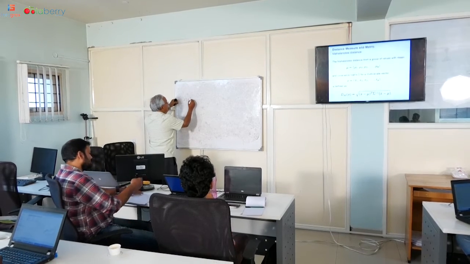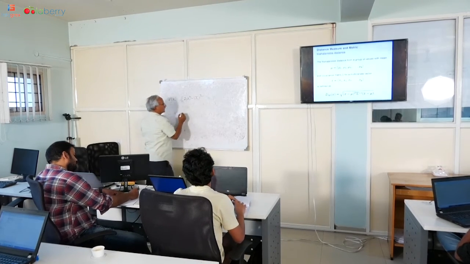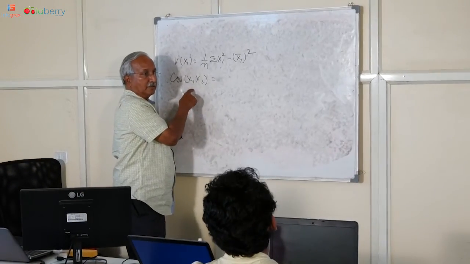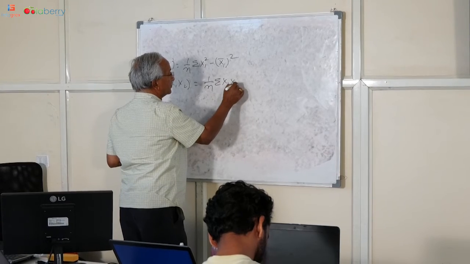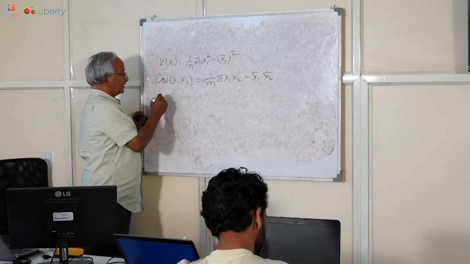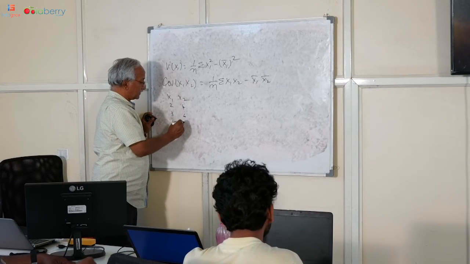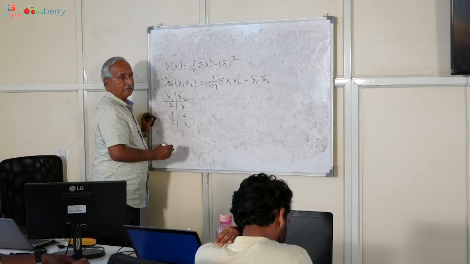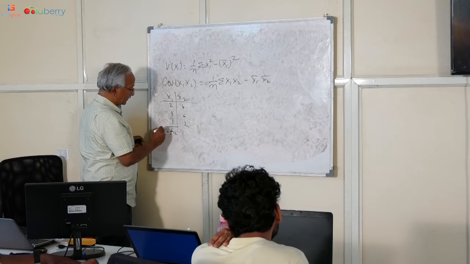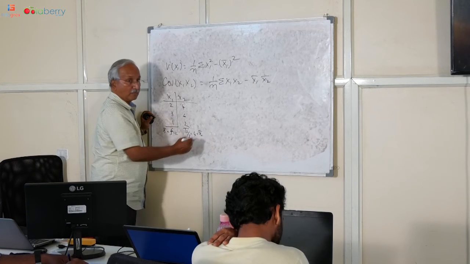See, variance you just calculate as 1 by n sum x1 square minus x1 bar square. Right? So the covariance of x1, x2, which is bivariate, will be 1 by n sum x1 x2 minus x1 bar x2 bar. You need not worry about it; this is the formula, this is how it calculates. Suppose I have the data x1: 2, 3, 1 and x2: 4, 6, 2. The sum of x1 is 6, and 6 by 3 is 2, so this is my x1 bar. The sum of x2 is 12, and 12 by 3 is 4, so this is my x2 bar.